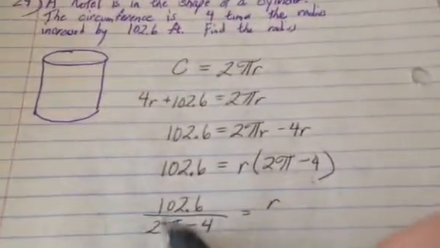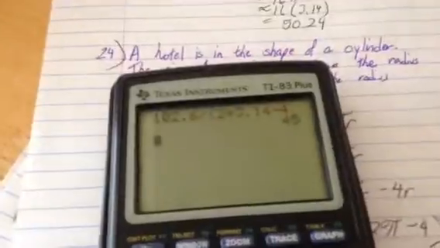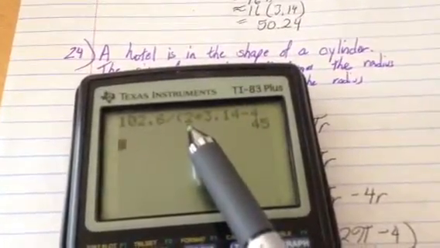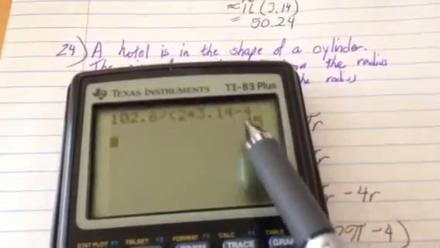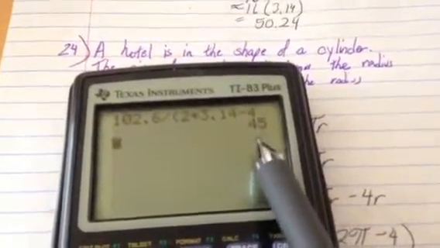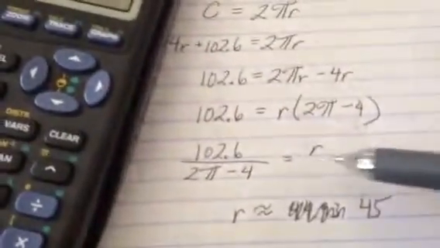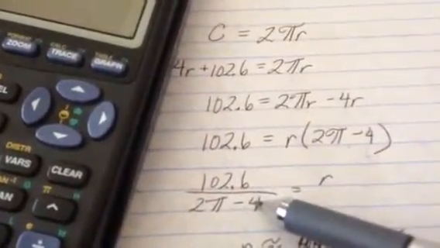I'm going to plug this in on my calculator. They say to use 3.14 for pi, so when I plugged it in, I did this. I did the 102.6 divided by, opened up some parentheses so that I would get the entire bottom, 2 times 3.14 minus 4, and I got there 45. Now you can do this in any order you want. You could do the bottom first, and then do this divided by that.